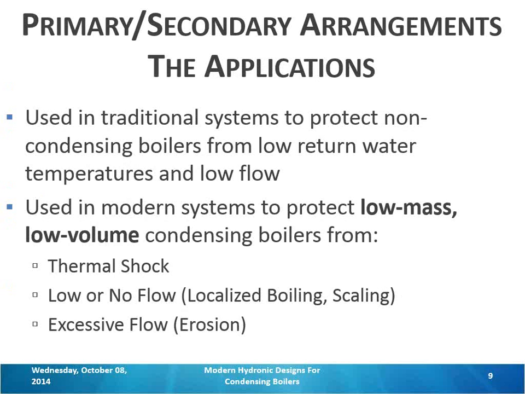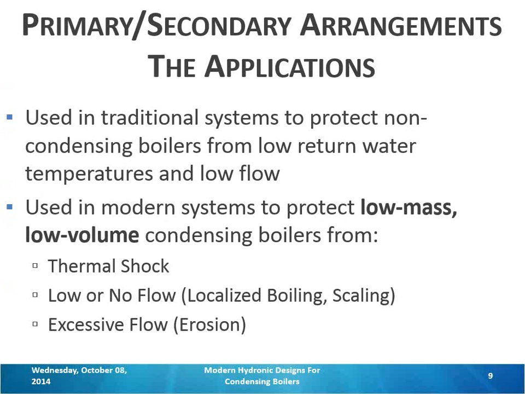In modern systems, the reason that primary secondary is used is because many condensing boilers out there are low mass and low volume. They have very thin materials. They're water tube type boilers, maybe a couple gallons of water. And if you imagine a water tube boiler with rows of coils, you have these little coils no bigger than your pinky finger, and the water travels inside of this. You have several feet of coils going through that boiler, and then a temperature sensor downstream on the outlet header.